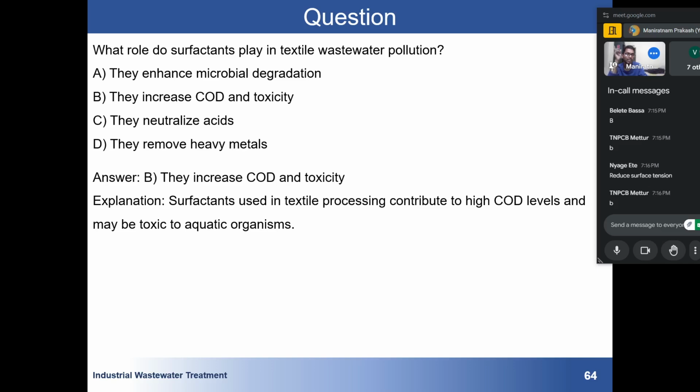chemical oxygen demand. If it had been a degradable organic compound, then it would have been biochemical oxygen demand, because in that case microorganisms can consume the biodegradable organic matter, and the amount of oxygen required by the microorganisms is termed BOD. But when we are talking about non-degradable organic compounds, at that point we talk about COD.